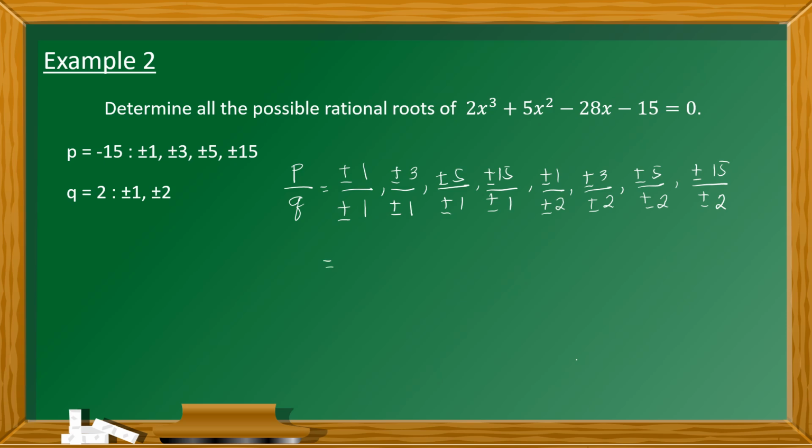I-simplify natin sila. Kung meron mang naulit dito, iti-take lang natin yon as 1. 1 over 1 is 1. Of course, meron tayong ilalagay na positive and negative. This is positive and negative 3. 5 over 1 is positive and negative 5. This is positive and negative 15. This is positive and negative 1/2.